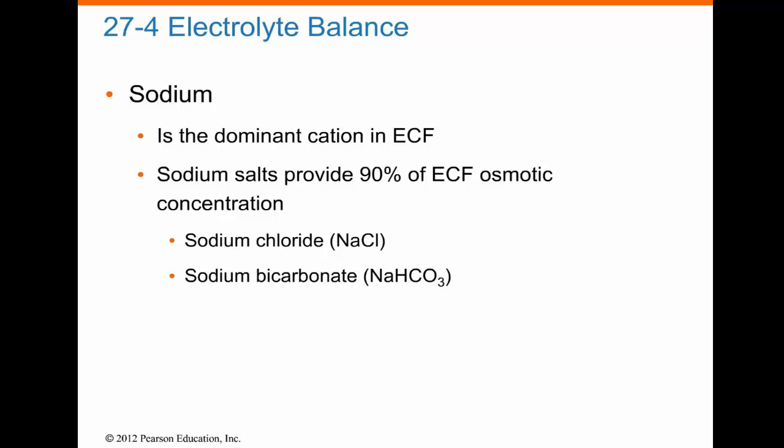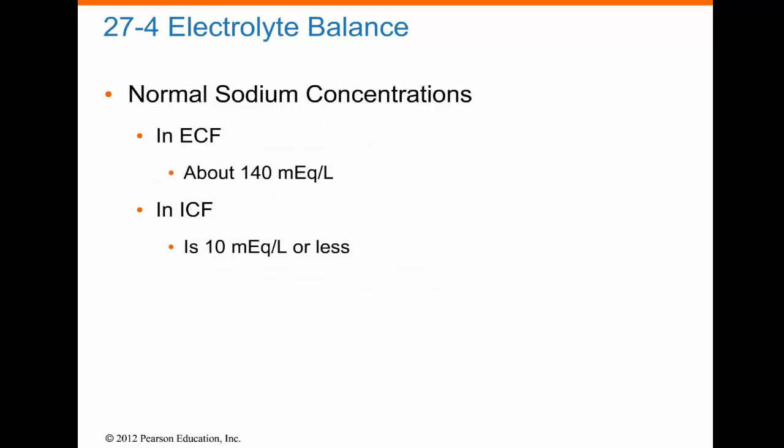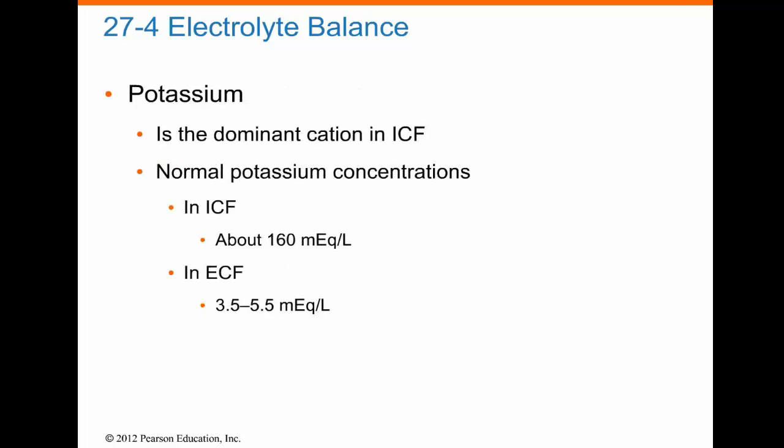The normal sodium concentration in extracellular fluid is about 140, and in the intracellular fluid it's about 10 or less. Potassium is the dominant cation in intracellular fluid, and the normal potassium concentration in the intracellular fluid is 160, and in extracellular fluid it's between 3.5 and 5.5. So you can see that the sodium outside of the cell is higher, and the potassium inside the cell is higher.